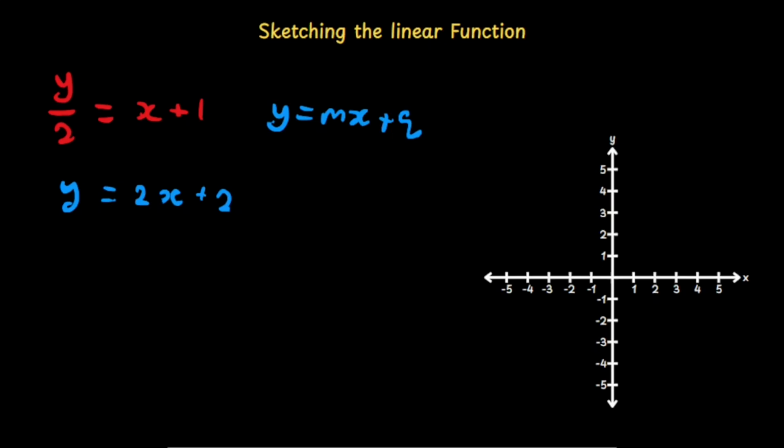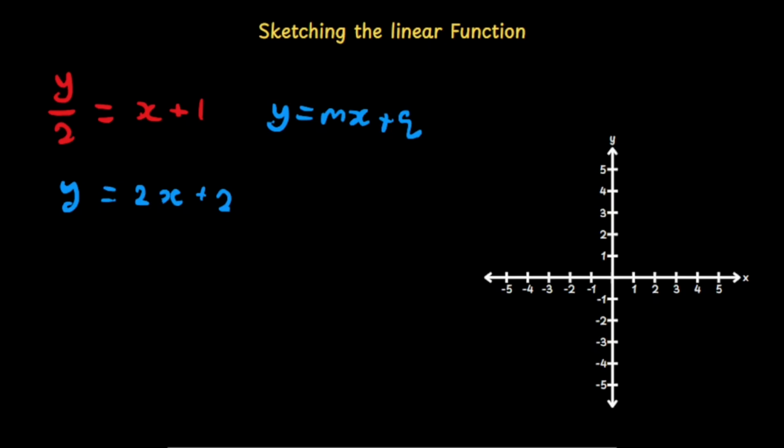Now, from the previous videos, I'm sure that you have noticed that the x-intercept is the point at which the function passes through the x-axis. It's that x value at which the function passes through the x-axis. And the y-intercept is that y value at which the function passes through the y-axis.